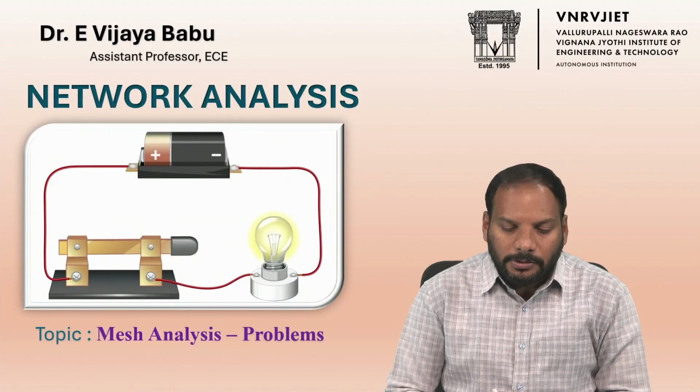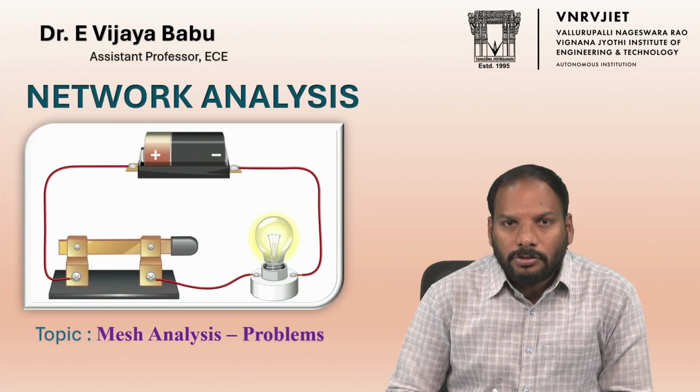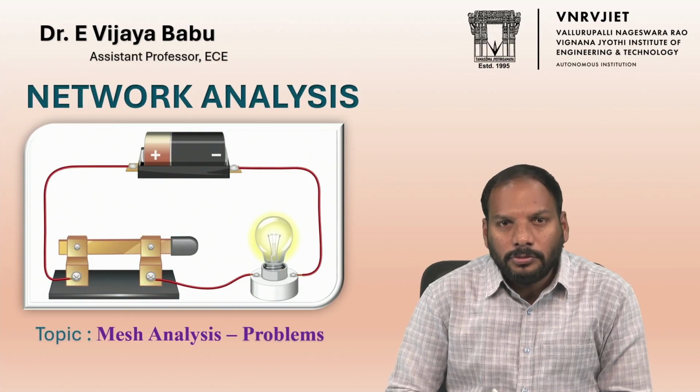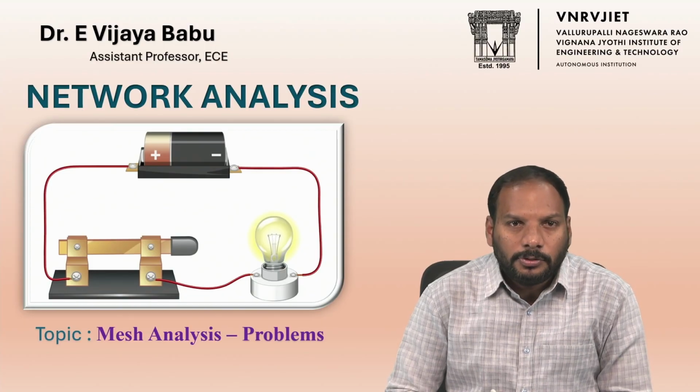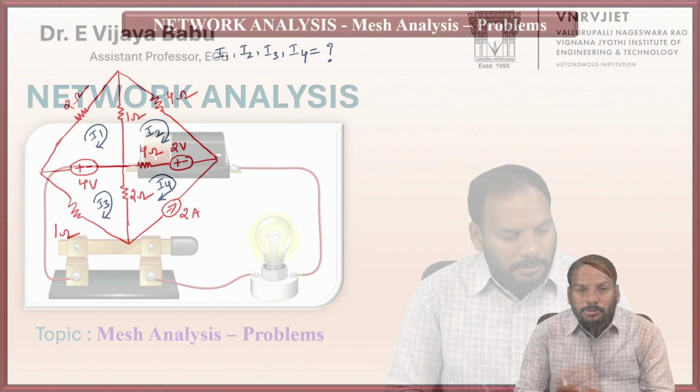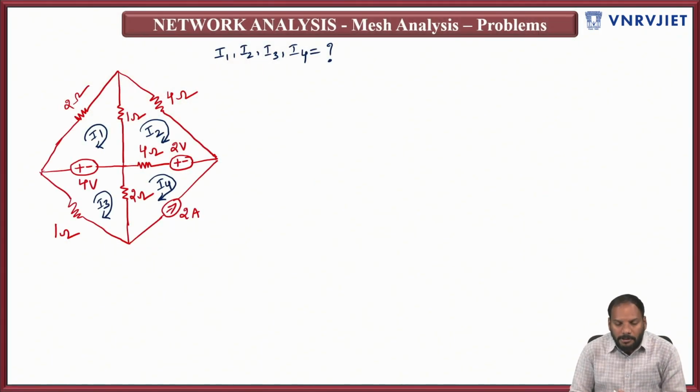Yeah, dear students, we are in continuation with the lecture series of network analysis. So we'll try to do some of the typical problems using mesh analysis. This is a typical problem that is given. You need to calculate the loop currents. Already the directions are given. So you need to calculate the value of I1, I2, I3, and I4.